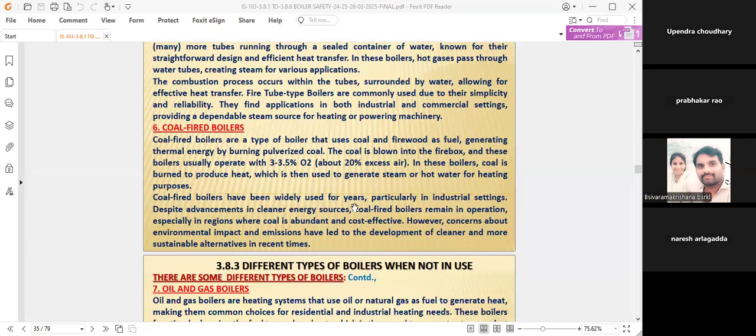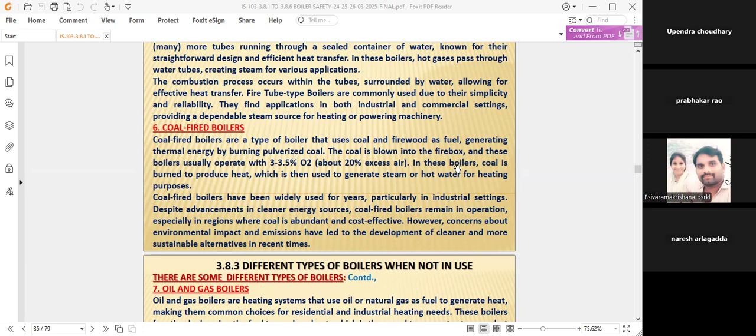It is not just getting coal from coal mines and sending it to the boilers. No, it's pulverized coal. First of all, we have to crush it into a suitable size and blend it with firewood or other things having calorific value. That is called pulverized coal. The coal is blown into the firebox, and these boilers usually operate at 3 to 3.5% of O2, about 20% excess air. That means we have to supply the combustion air through the FD fan, with heat exchangers supplying hot air to the burners. Therefore, pulverized coal is burned to get the steam.